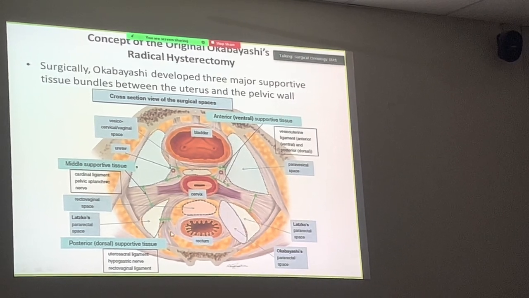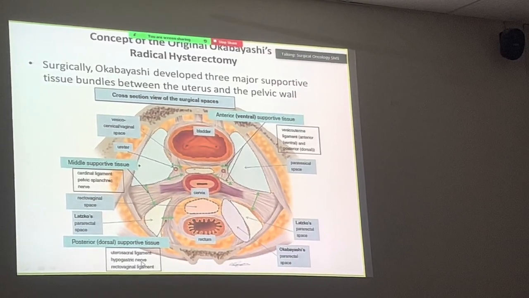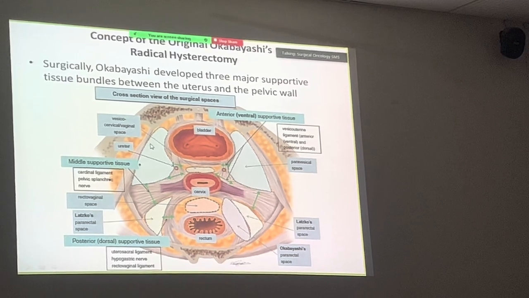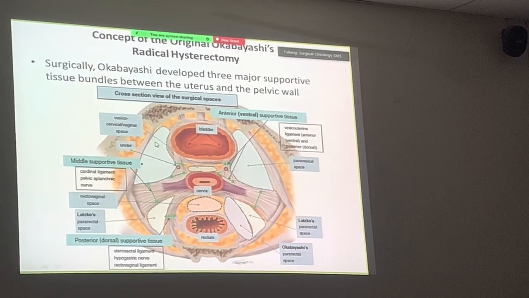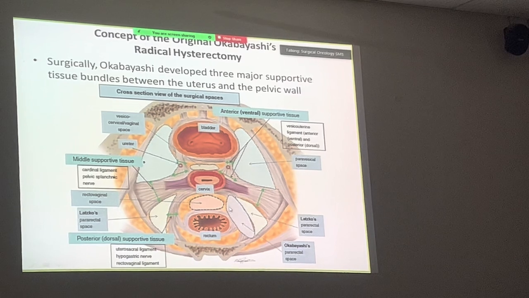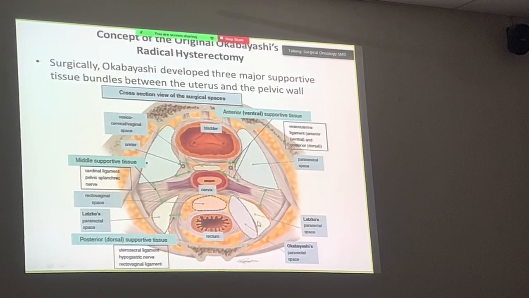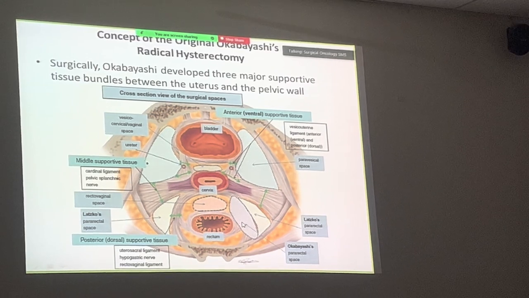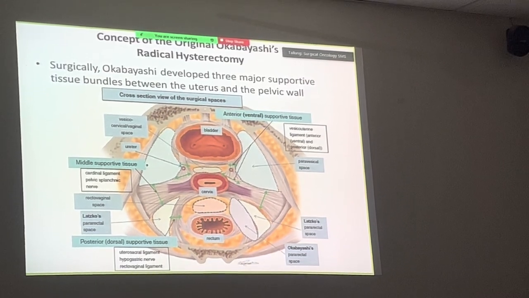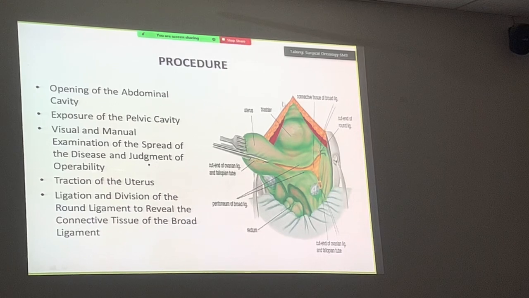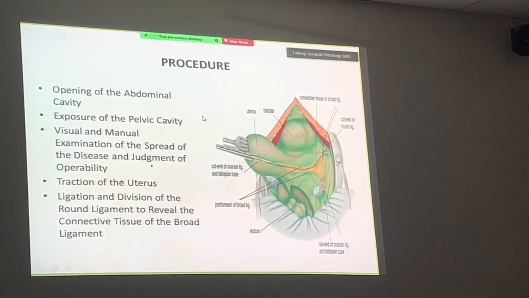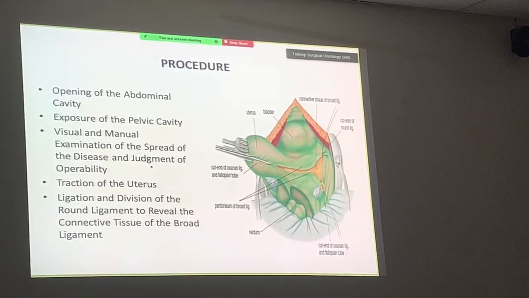The pelvic plexus here, the hypogastric nerve, the uterosacral. And the various pelvic spaces, which I think we have already discussed in the anatomy class: the paravesical, the pararectal. The lateral one is Latzko, that's the ureter crossing here; the medial one is Okabayashi, and the lateral border of the Okabayashi is your hypogastric. So this is the procedure, midline versus Pfannenstiel incisions.